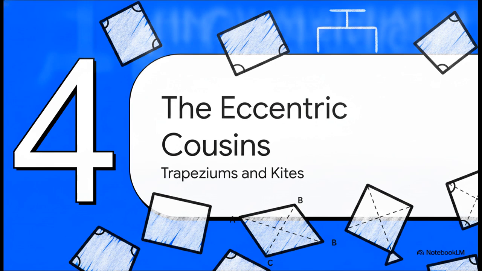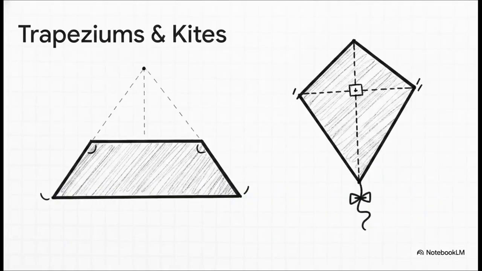But hey, every family tree has its quirks, which brings us to Section 4, the eccentric cousins, trapeziums and kites. Covering rules 14 through 18, we meet the isosceles trapezium and the kite. An isosceles trapezium demands a real strong sense of grounding. Its base angles are exactly equal, and as a result, its diagonals are equal too. It kind of looks like a pyramid with the top just chopped off.